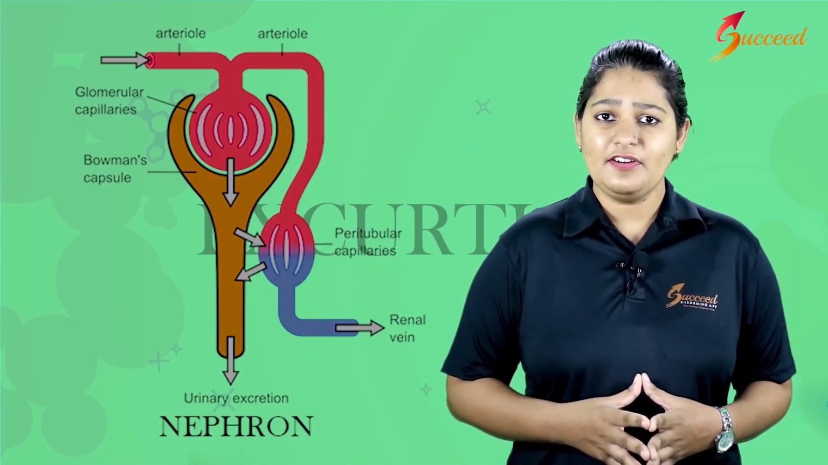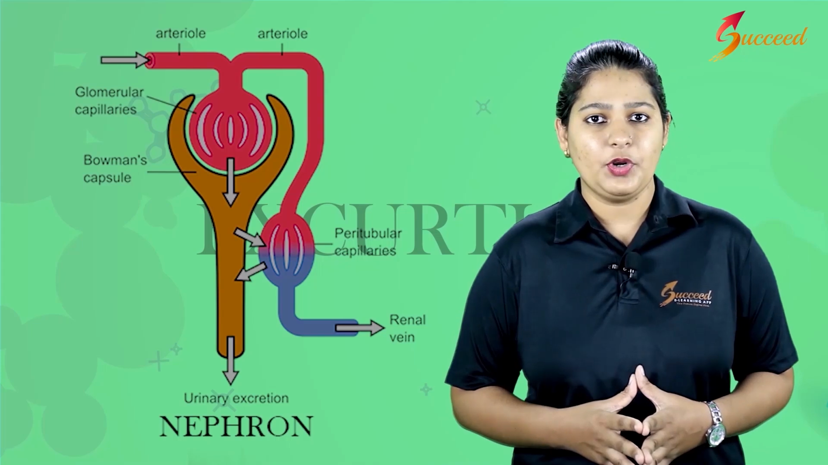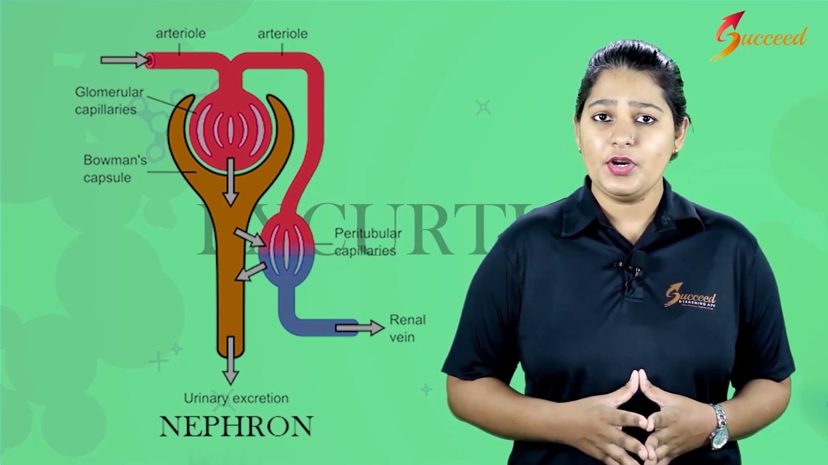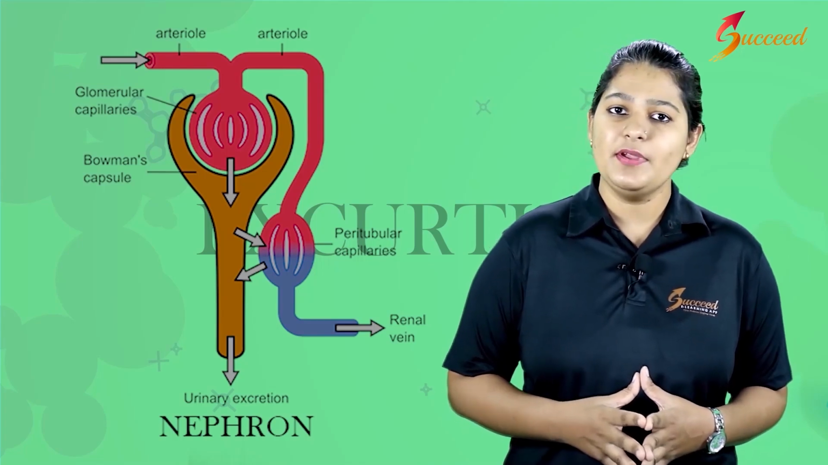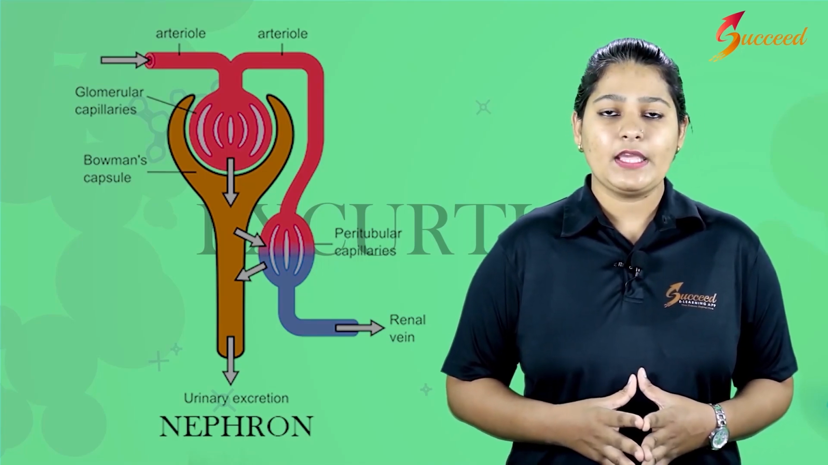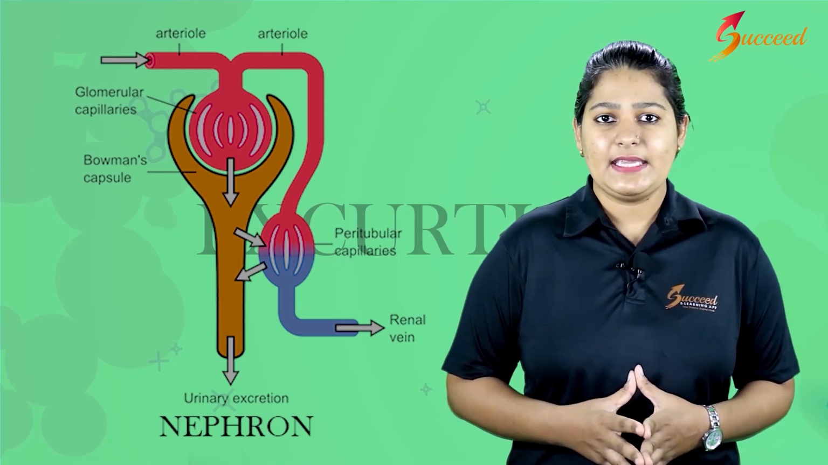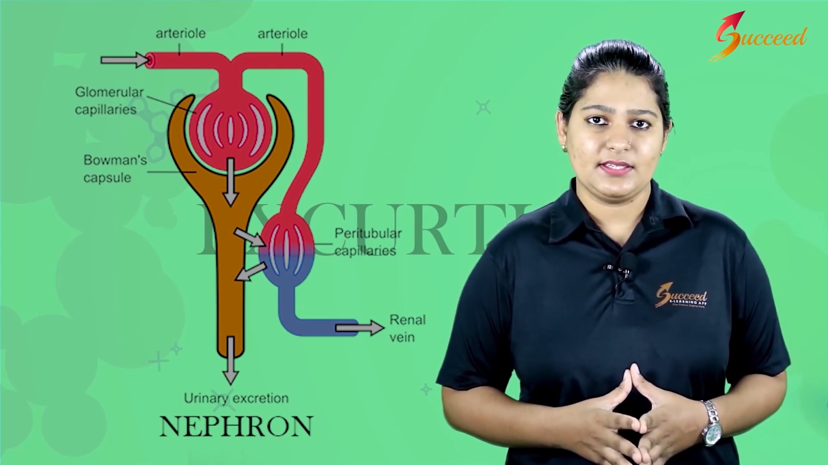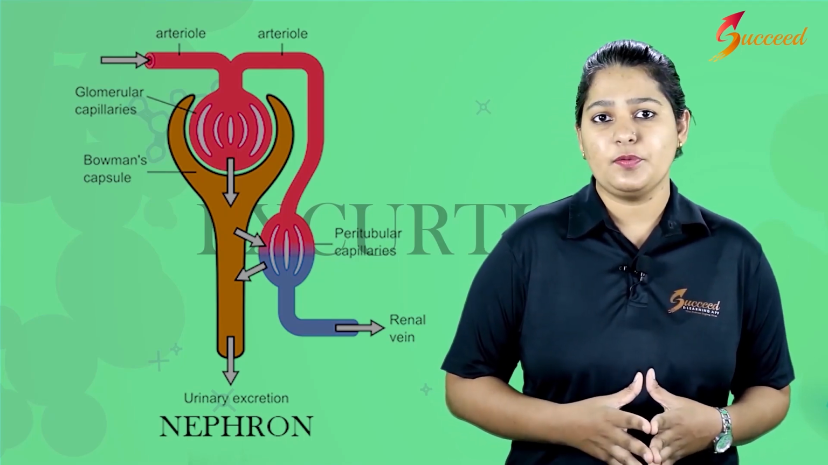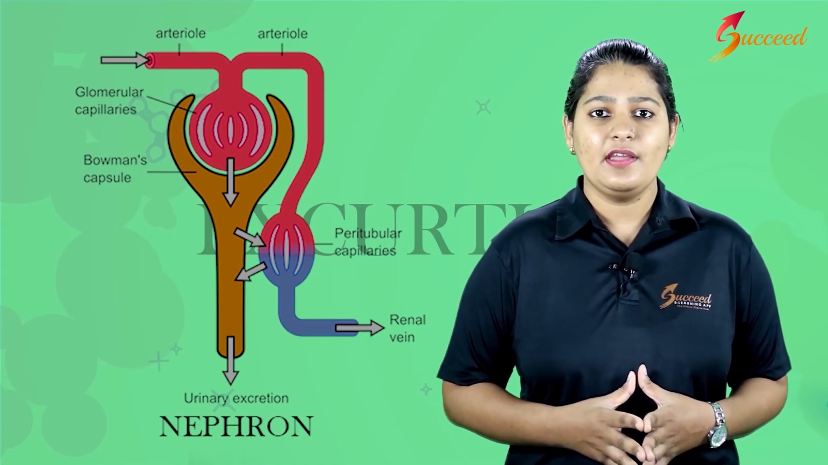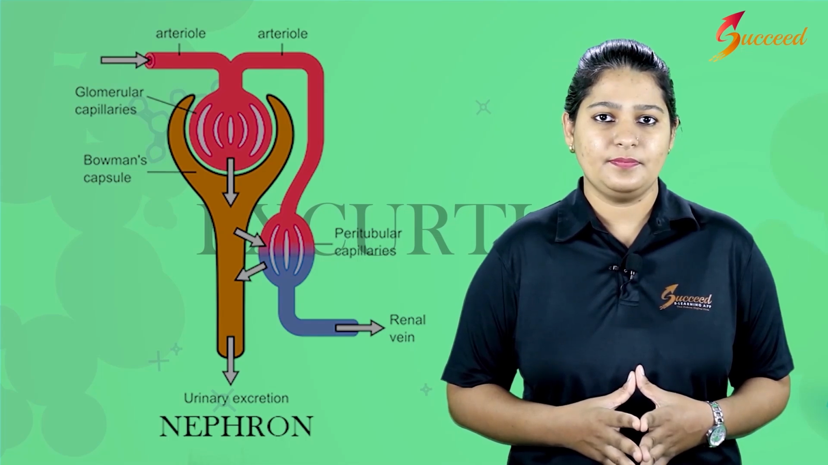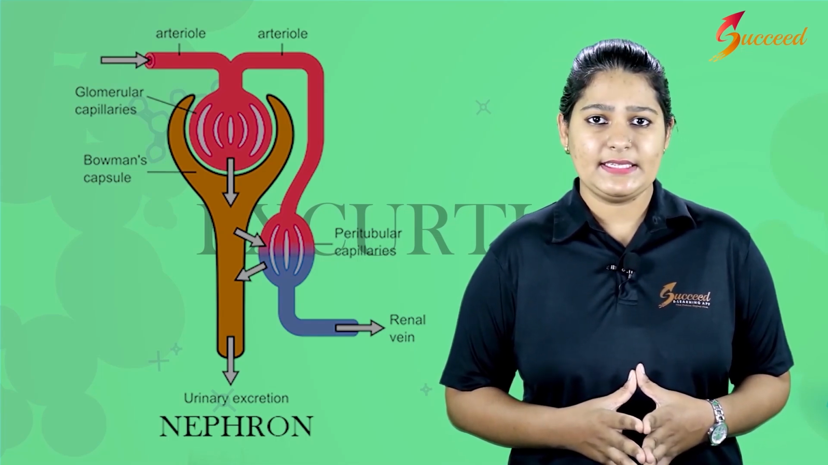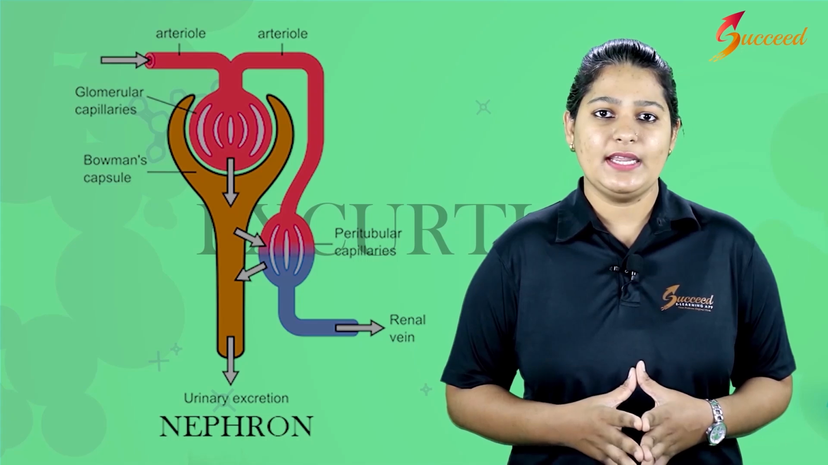Nephron consists of a tuft of capillaries called glomerulus. Glomerulus is enclosed inside a cup-shaped structure called Bowman's capsule. From there, the PCT and the DCT are present. PCT stands for proximal convoluted tubule, whereas DCT stands for distal convoluted tubule. From the PCT and DCT, the urine passes through the collecting duct.